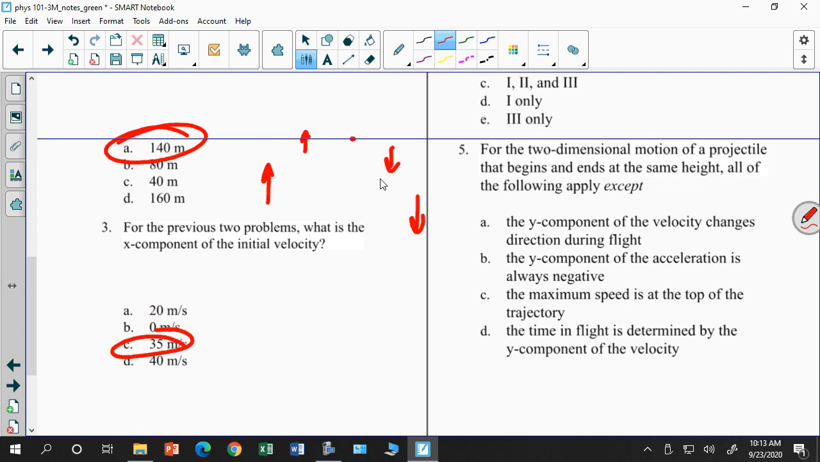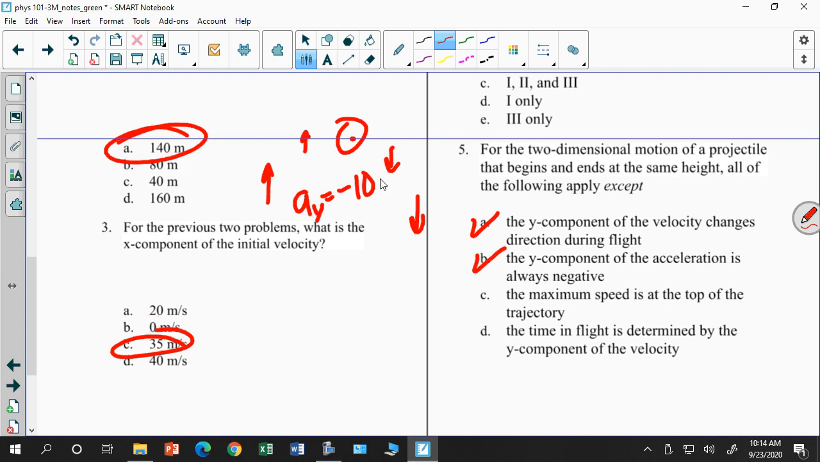Yes, it does change. That's true. So that's not our answer. The y component of the acceleration is always negative. Yes, always negative 10. Ay is always negative 10. Even up here, where it's equal to 0, where it has 0 velocity, the acceleration is still negative 10.